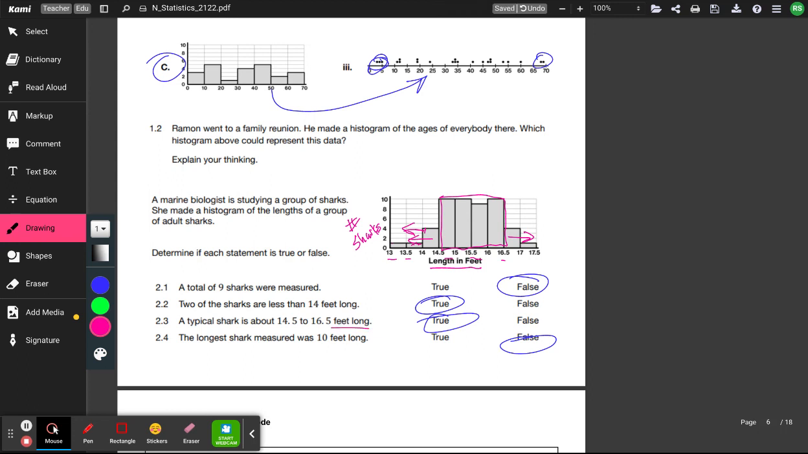The longest shark measured was 10 feet. Well, if we take a look at the bottom, lengths in feet, it doesn't even go to 10 feet. The smallest shark measured would have been somewhere between 13 and 13.5 feet.